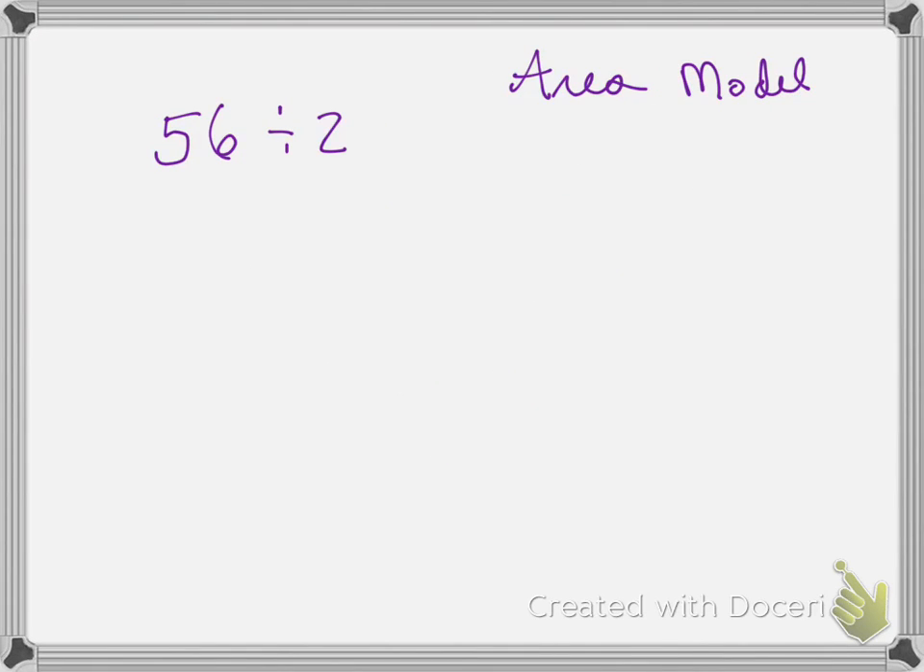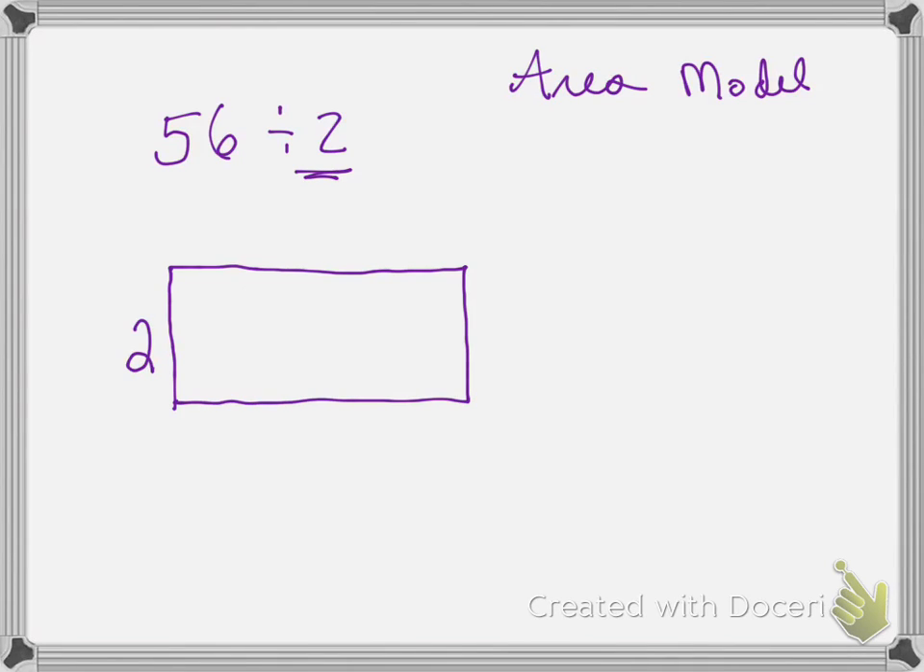Okay, practice makes perfect, so let's try another one. 56 divided by 2 using the area model. So here is our width. And let's make a rectangle and put 56, because that's our area, square units. And then we know we're looking at our 5. That's not a 5, it's a 50.